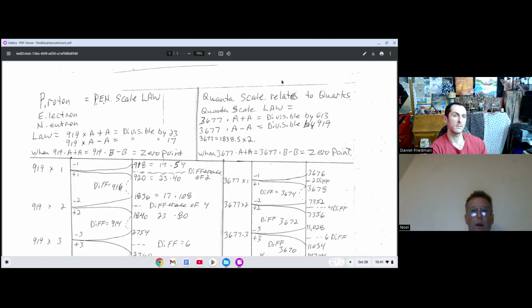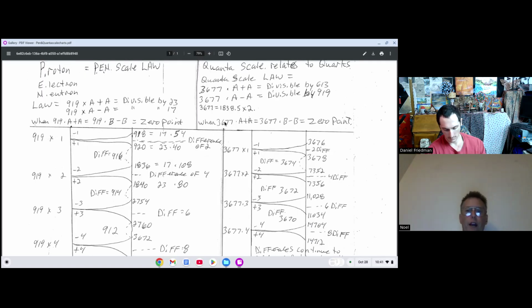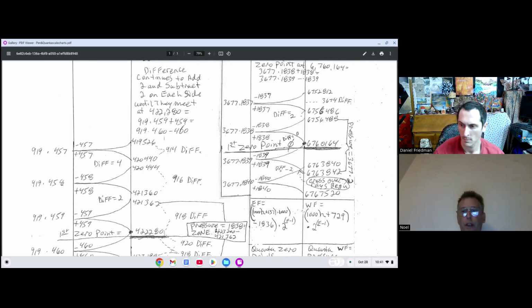Now, I don't want to go into how I discovered the 3677 other than this. The 613 is the total number of spheres in the 17 frequency cube layers. The 919 is the total number of spheres in the 17 frequency hexagons, closest packed spheres. So I deduced that, and then I wondered if those revolve around another number, and they revolve around 3677. So this is how I discerned the data points.